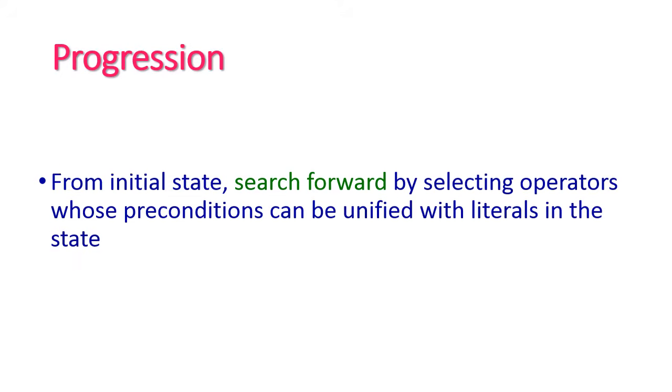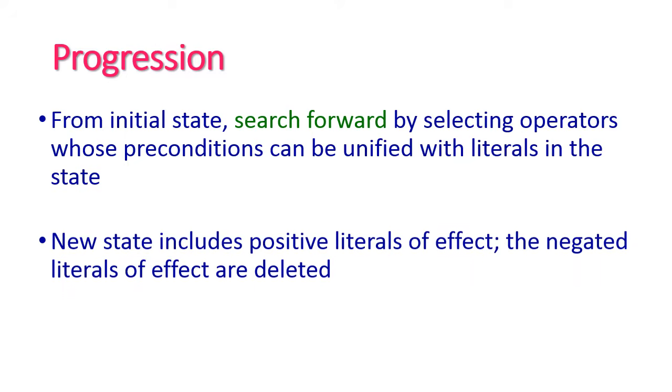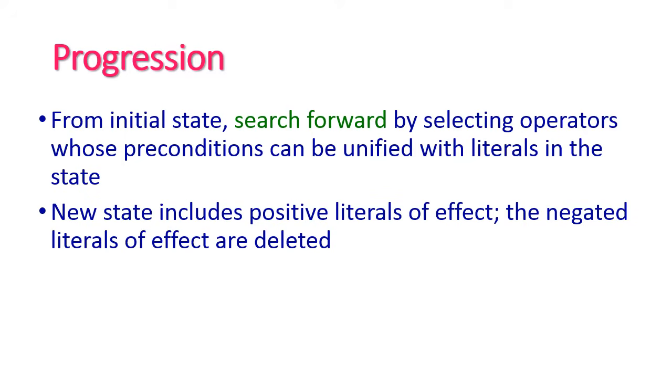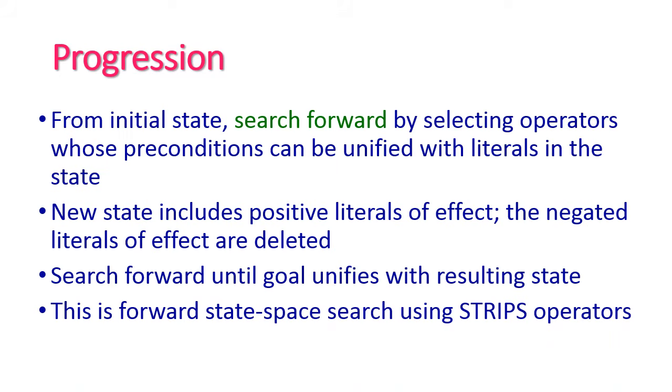In progression, the plan is a sequence of STRIPS operators from the initial state. Search forward by selecting operators whose preconditions can be satisfied with literals in the state. A new state includes positive literals of the effect, and negative literals are deleted. Search forward until the goal unifies with the resulting state. This is forward state space search using STRIPS operators.